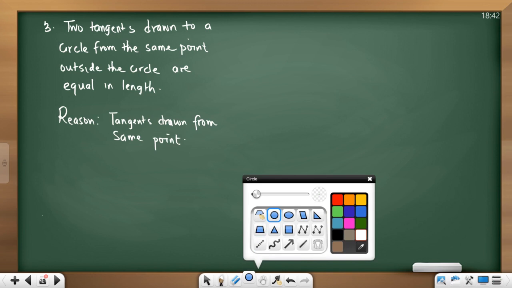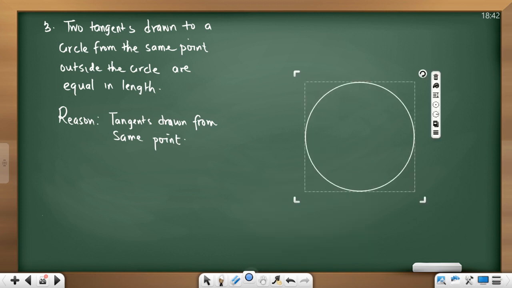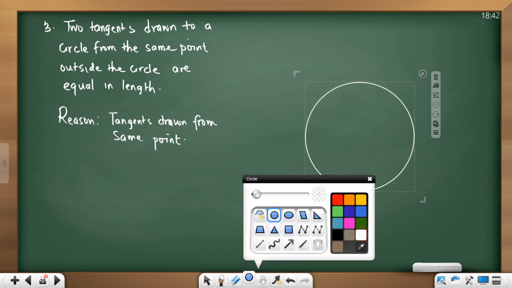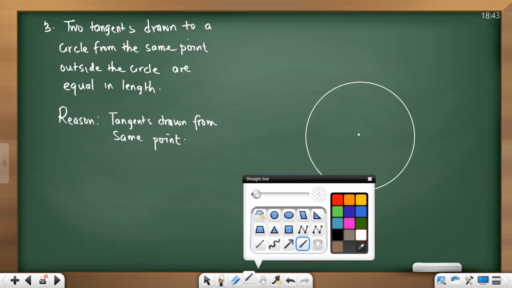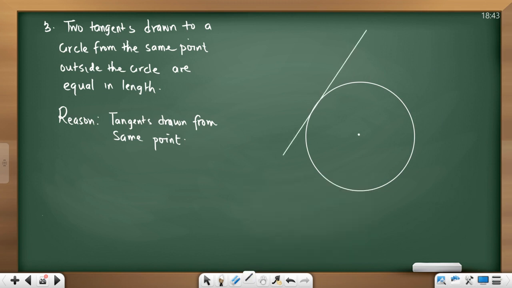Let's look at what it looks like in terms of the diagram. Okay, we always want to just highlight the center of the circle there. So I'm going to draw a tangent from here. And I'm also going to draw a tangent from here.